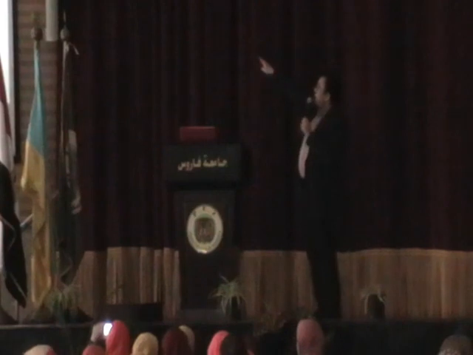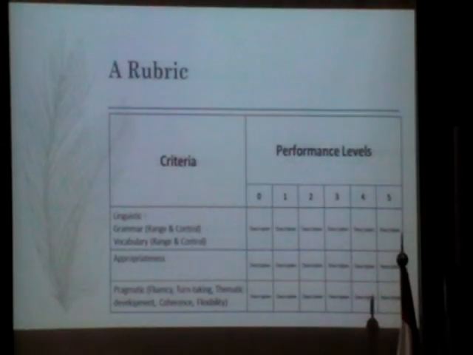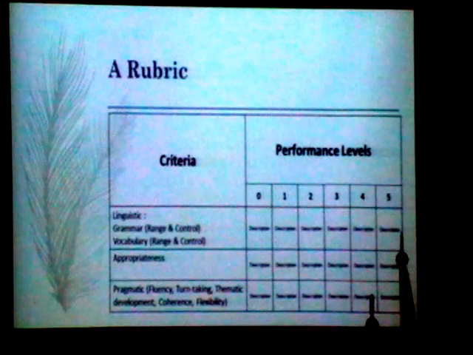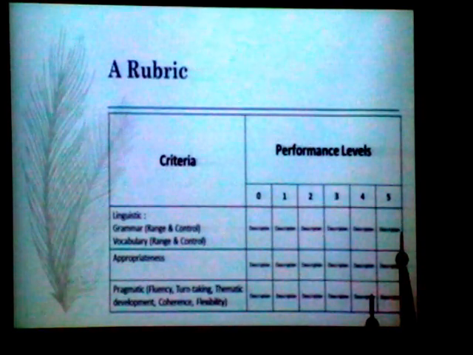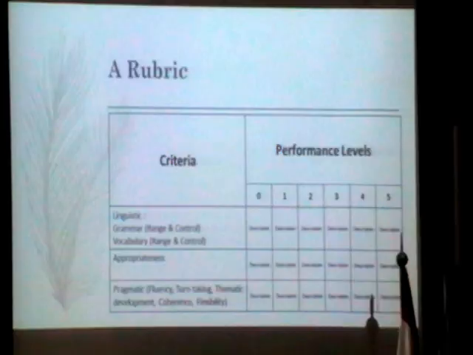Then we put performance levels from 0 to 5, for example. And we describe each level as expected from students. And if you go back to the SEF document, you can find some guidelines to develop rubrics.